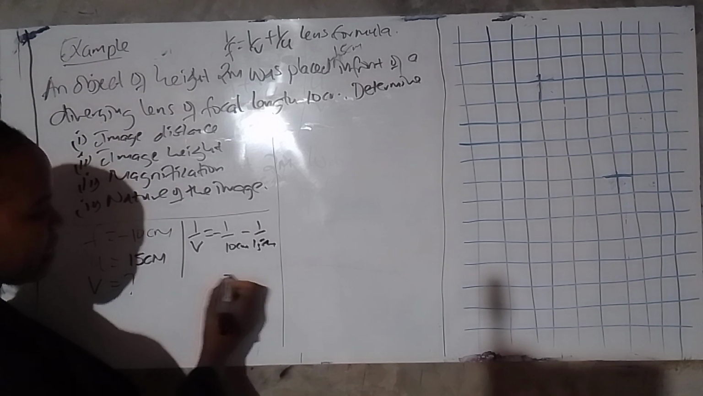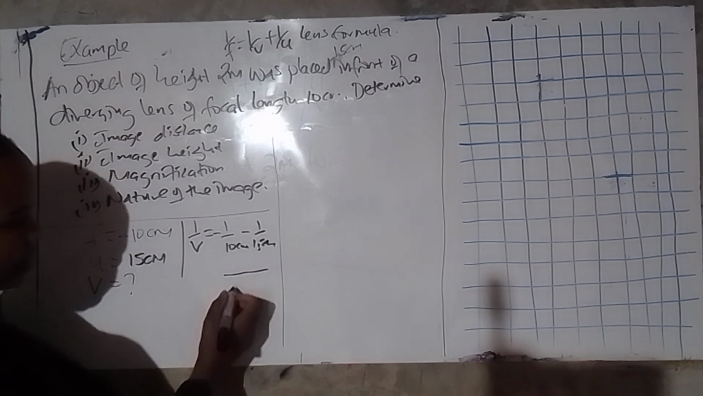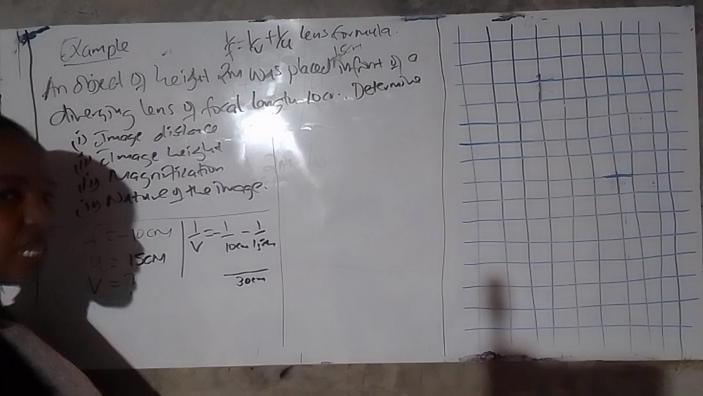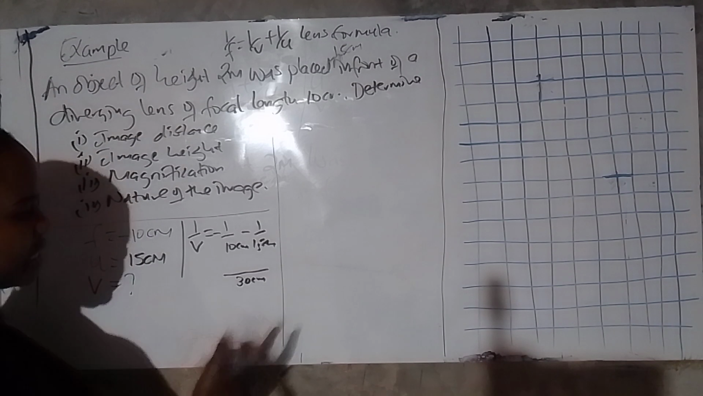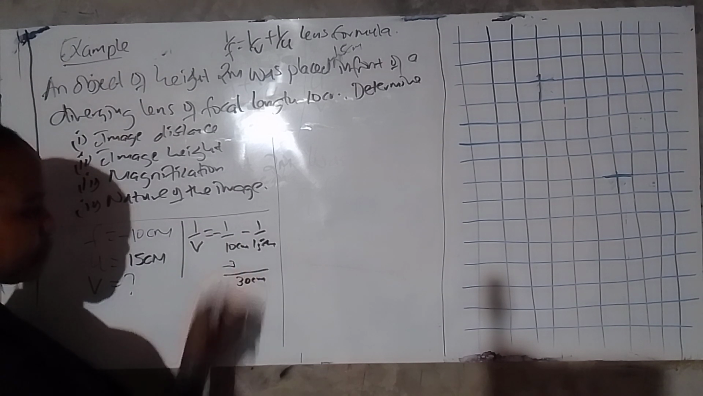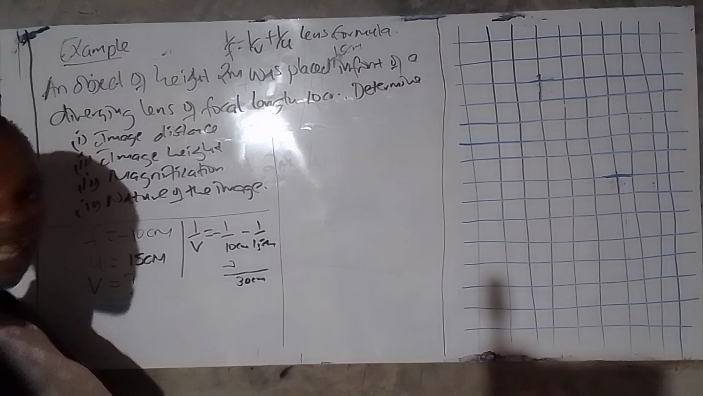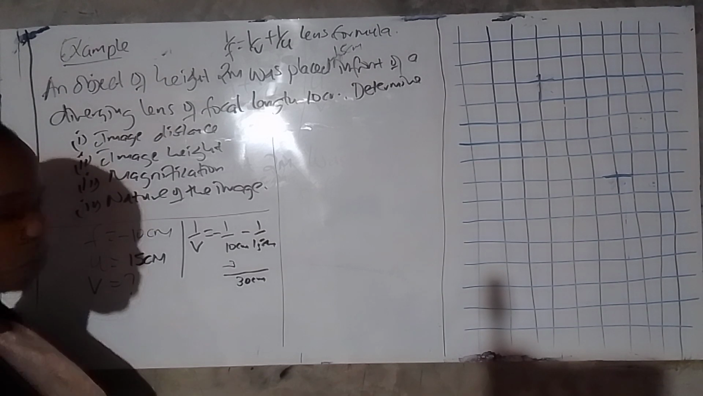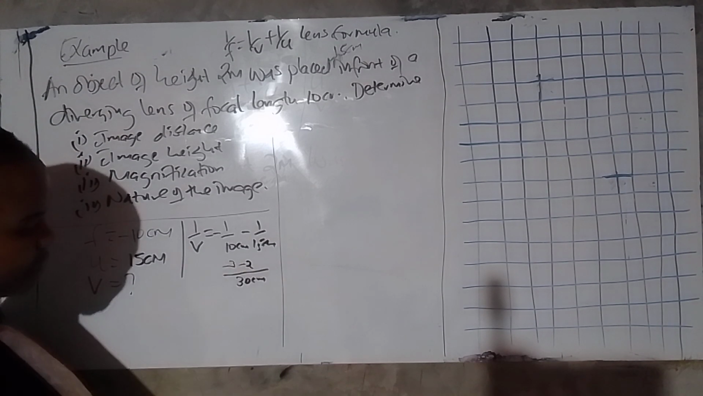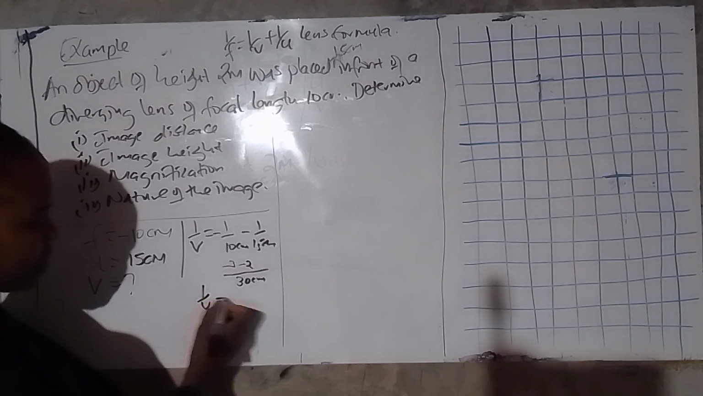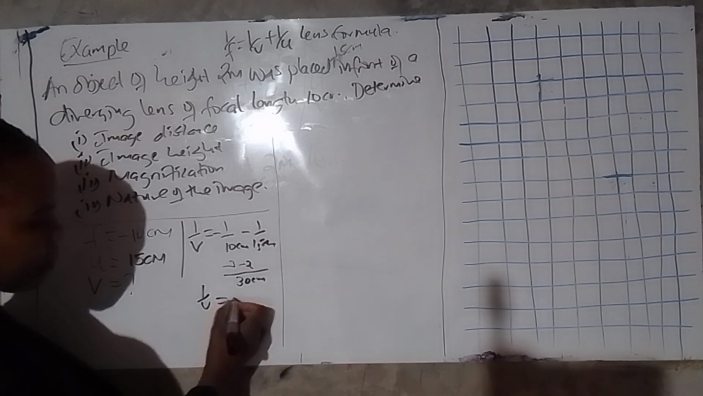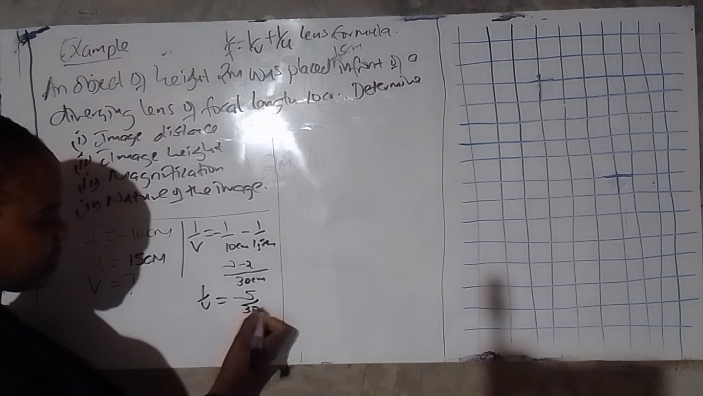Now from there we get the LCM. That is going to be 30 centimeters. 10 centimeters goes into 30 centimeters 3 times. So 3 times 1, and it's 3 times negative, so it's minus 3. 15 centimeters goes into 30 centimeters twice. So 2 times negative 1, that is minus 2. Okay, so 1 over V equals minus 3 minus 2, that is minus 5 over 30 centimeters.